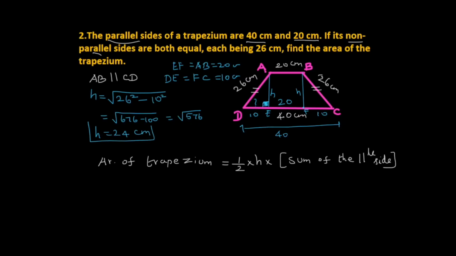Now we got the height, both sides. Here also 24, there also 24, because the two are the distance between the parallels. Now we can calculate the area of the trapezium. Half into 24 into the sum of the two parallel sides. One parallel side is 40, another parallel side is 20. Cancelling this 2, 12 into 60, 720 centimeter squared area. So we write that in square centimeters. So the answer is 720 centimeter squared.